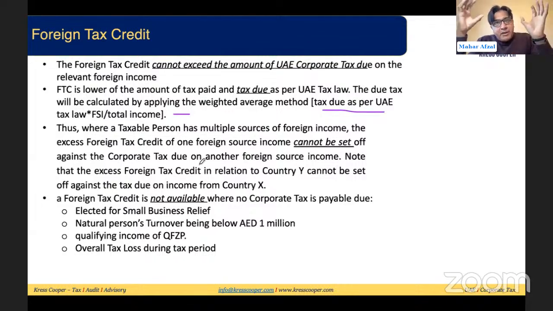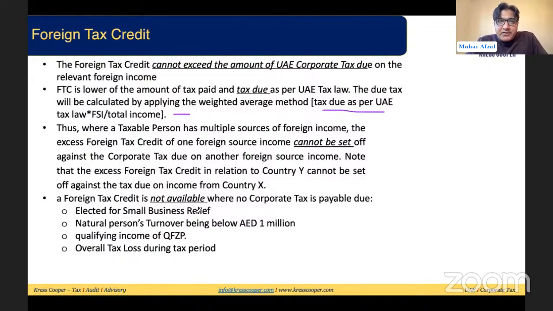Okay, now the company is generating income from Egypt, from the KSA, and from Bahrain. They cannot offset. Bahrain will be treated separately, KSA will be treated separately, Egypt will be treated separately. We cannot offset taxable income of one jurisdiction against another jurisdiction. Foreign tax credit is not available.